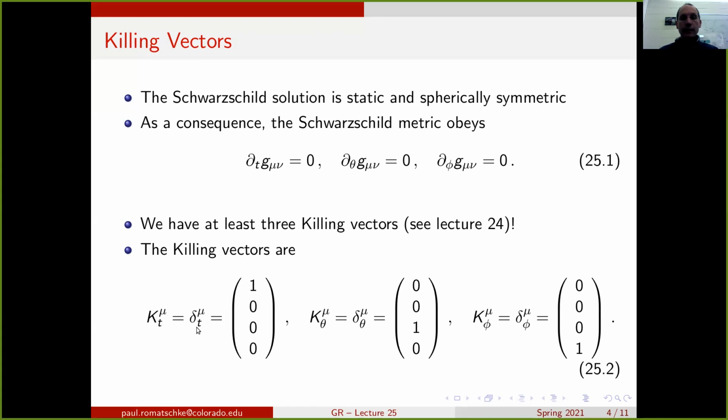For the time-like Killing vector, we have the following structure. This is just the Kronecker delta, mu and t. So if you want to write it as a vector, this is the form that it takes. The Killing vector associated with the next symmetry has a 1 in the direction of the angle theta, which is my third coordinate here. Remember that the coordinates are time, radial direction, theta, and phi. And finally, the third Killing vector is the one associated with the symmetry in the phi angle. So that is a Kronecker delta that has only a 1 in the phi direction. So these are our Killing vectors.